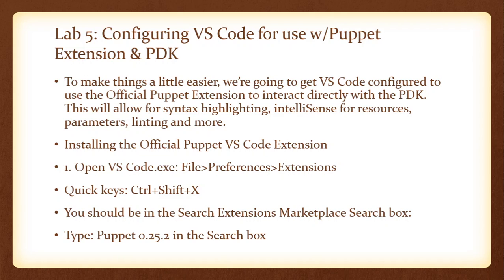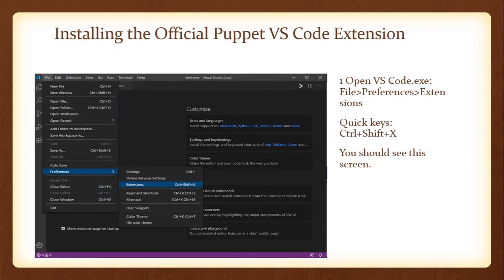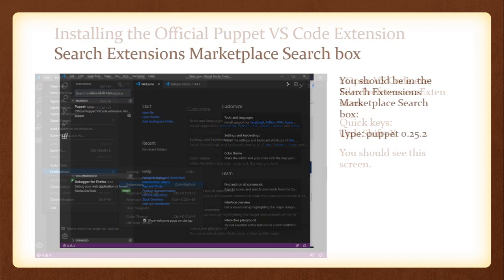I've given you a set of quick keys, Control plus Shift plus X, and that should take you right into the extension marketplace search box, and just type in Puppet. Now the one that you want at this present time is 0.25.2, so we'll move on to that so I can give you an example. Now here is the welcome screen when you first open VS Code. Here is installing the official Puppet VS Code extension. You see we're in File, Preferences, Extensions, or we simply typed in Control plus Shift plus X, and that's going to bring us directly to the next screen.